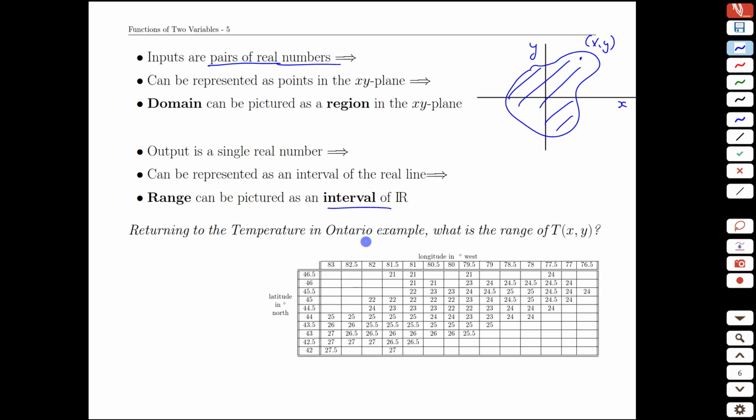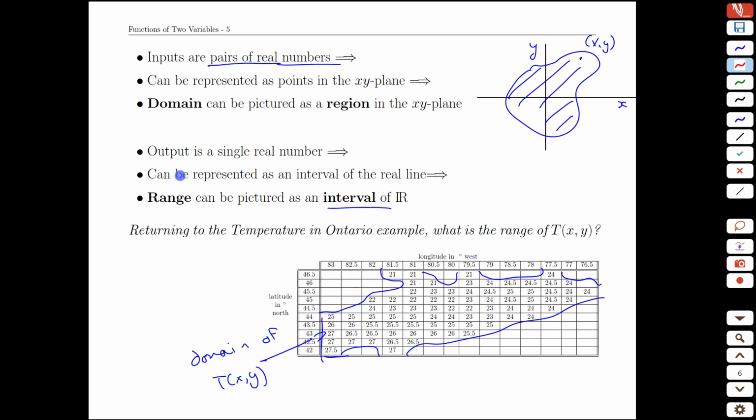If we return to our temperature in Ontario example, and we note that there are regions where the function is not defined because there's a lake there, it's not on land, then what we have is a region that would be the domain of our temperature function. All the longitude and latitude pairs that work are in this region here, and that's a region in a two-dimensional space, or the xy plane.